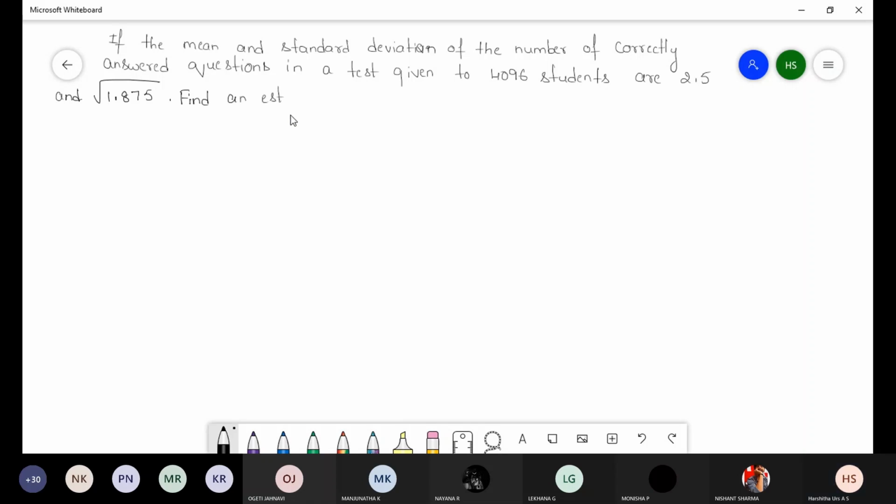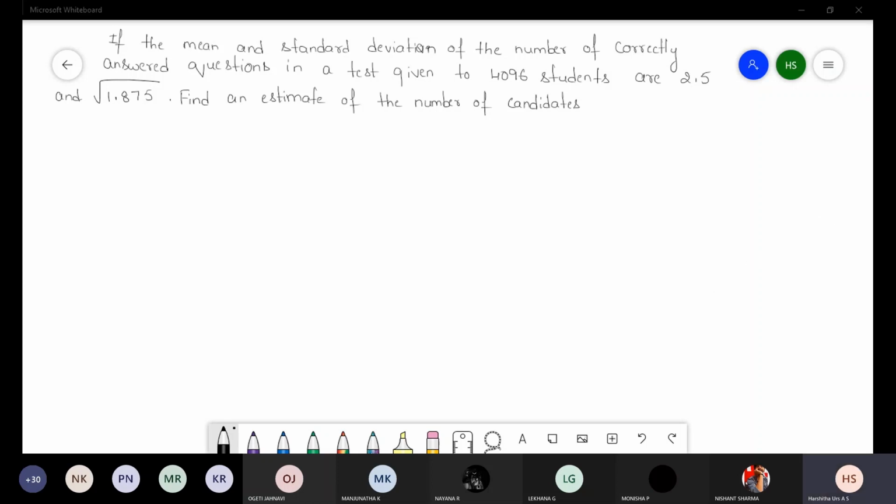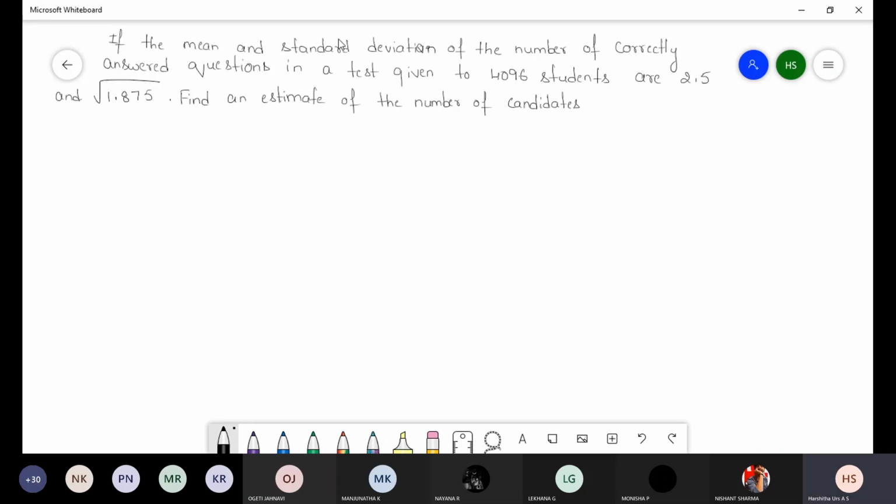Find an estimate of the number of candidates answering correctly: first one, 8 or more questions; second one, 2 or less; third one, 5 questions.